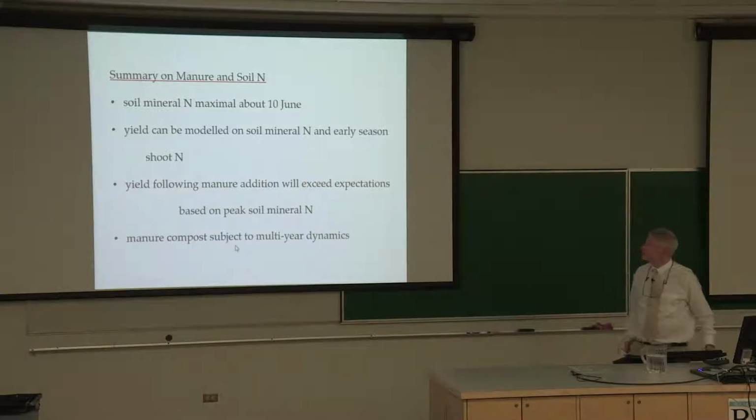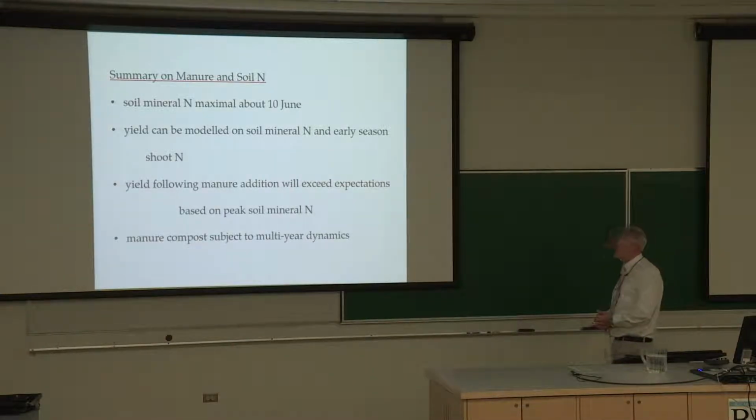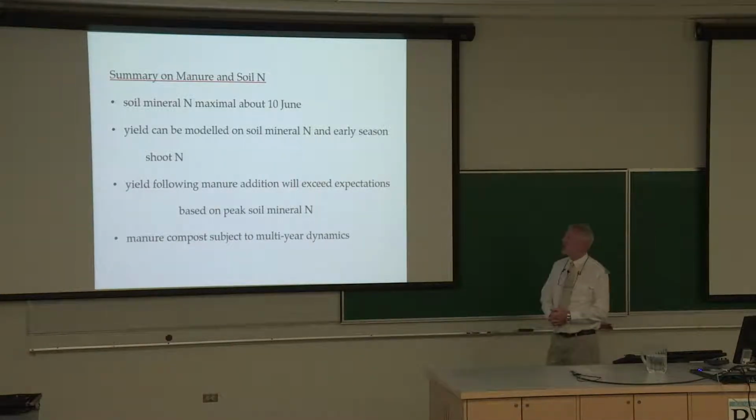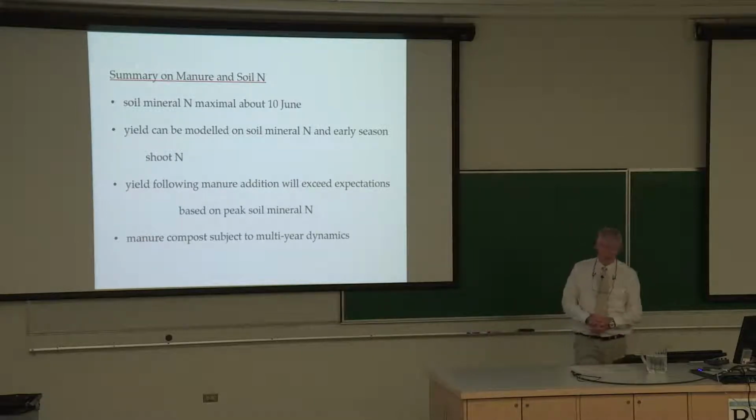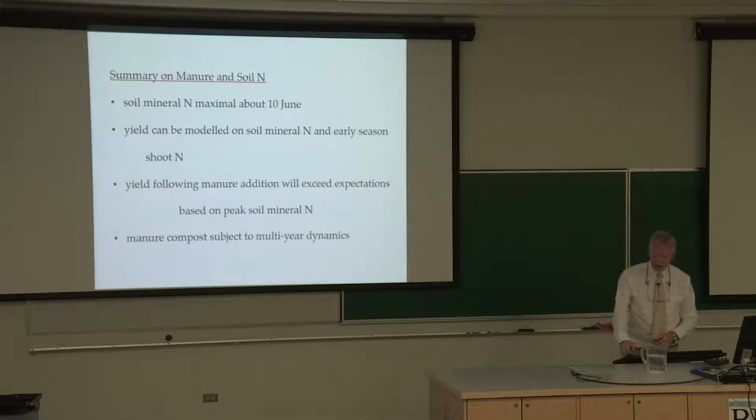Summary for manure and soil N. Soil mineral N peaks around the 10th of June. Yield can be modeled on soil mineral N and early season shoot N. Yield following manure addition will exceed expectation based on peak soil mineral N, it seems. And manure compost is subject to multi-year dynamics. It's really different stuff indeed.